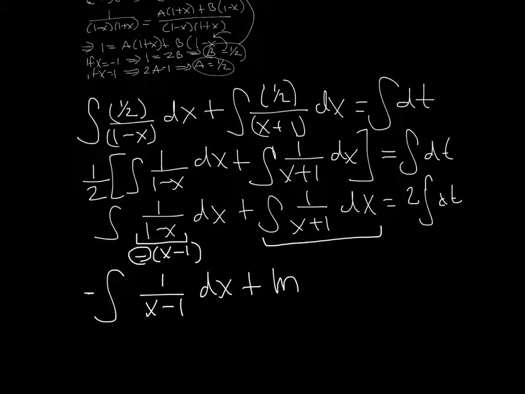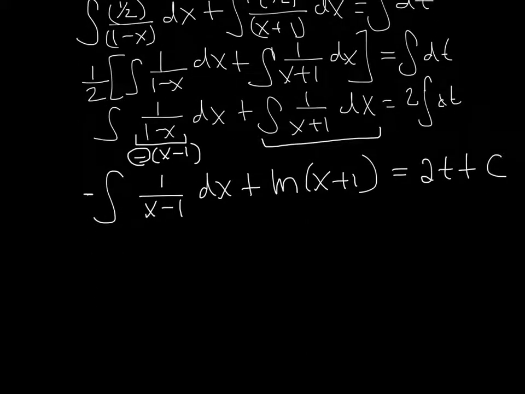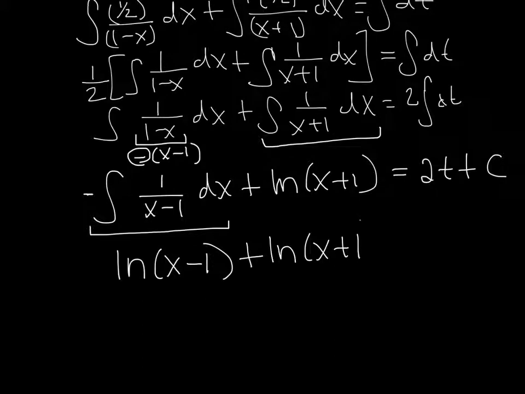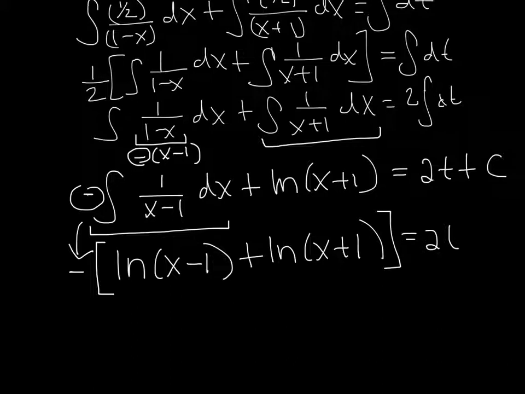So that's the natural log of x plus 1 equals, and we can integrate this guy already with our constant of integration. Okay, so the reason I wanted to wait for this one is because when you integrate this guy, you should get the natural log of x minus 1 plus ln of x plus 1. But remember we still have this negative out here, so it's really a negative 1, equals 2t plus c.